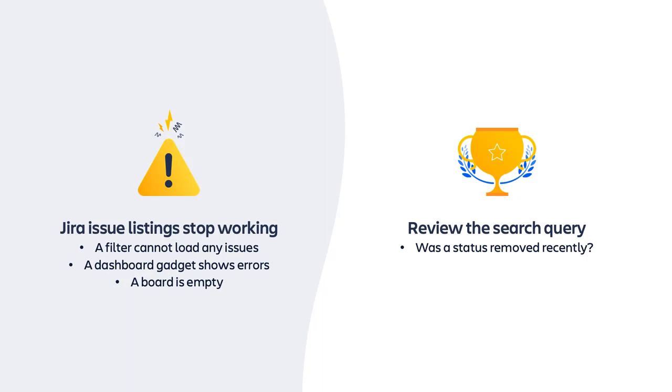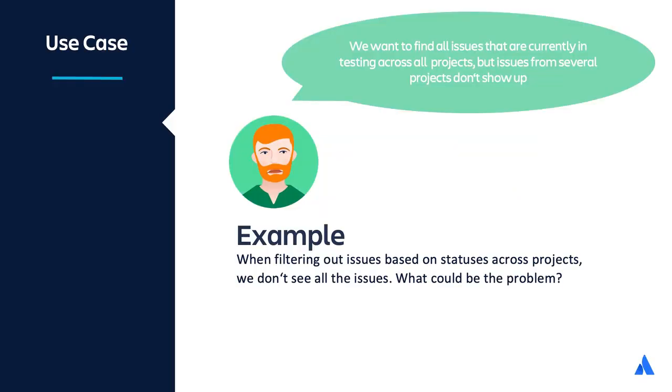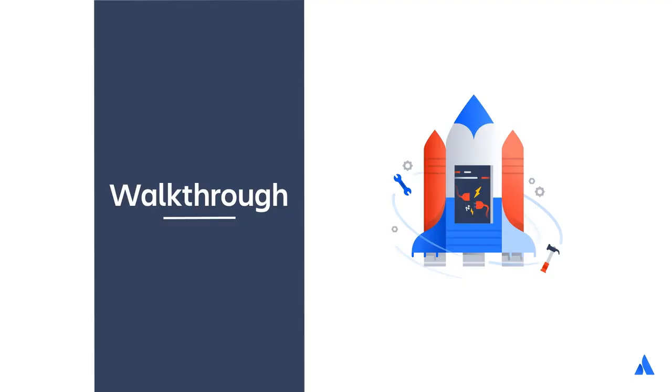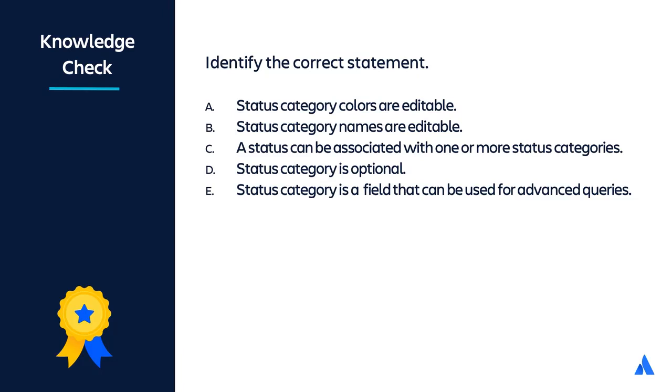The problem can be solved by checking the filter used for each of these objects and looking for a reference to a missing status in the query. In this use case, we have a challenge. When filtering out issues based on statuses across projects, we don't see all the issues. What could be the problem? If you would like to walk through the use case, you can follow it through using the PDF solution guide that we have provided. In this walkthrough, you'll be trying to understand why an advanced search does not return the expected results. Let's pause for a knowledge check on status categories.